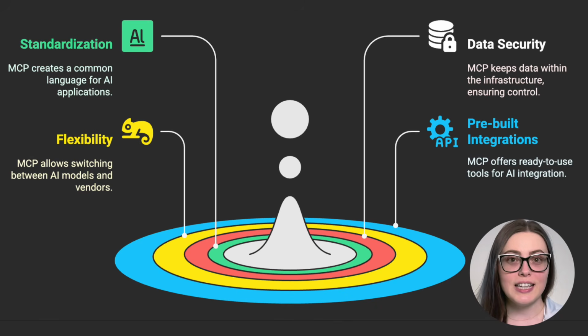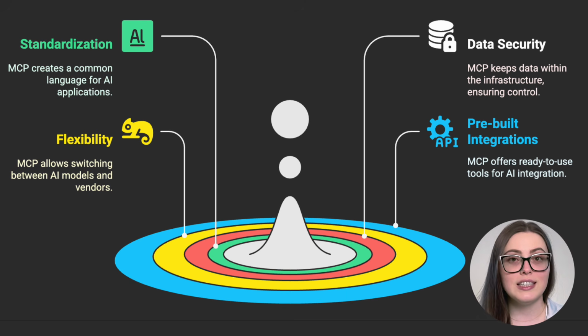There are 4 key benefits of MCP that make it a game changer for AI integration. MCP offers standardization. It creates a common language for AI applications to communicate with external tools and data sources. This means developers can build once and connect to many different AI systems. MCP implements best practices for securing data within our infrastructure. Since data doesn't need to leave our environment to be processed, we maintain control over sensitive information.